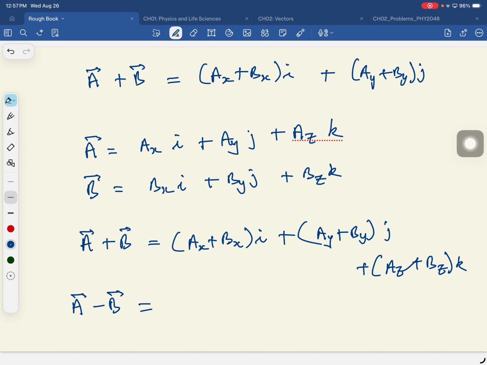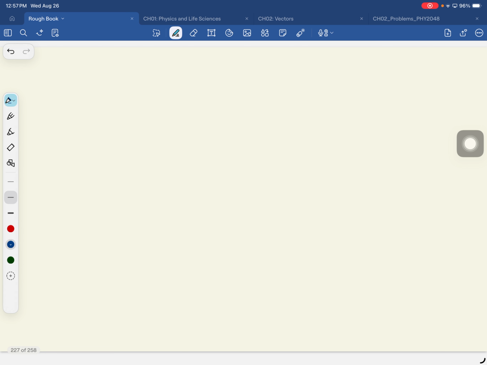What is this going to be? That's right. So Ax minus Bx i plus Ay minus By j plus Az minus Bz k. Okay. Makes life a lot easier. You don't have to draw very accurately and so on.